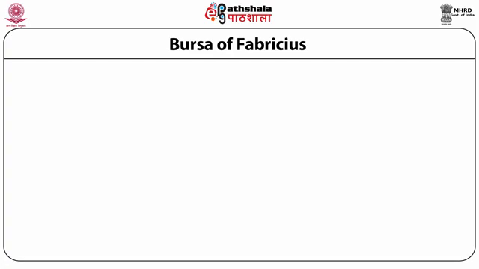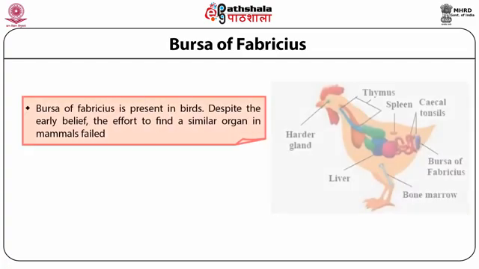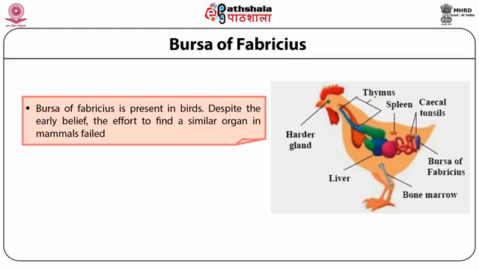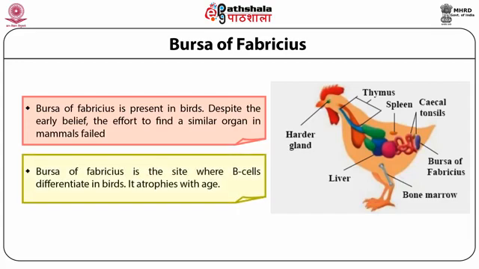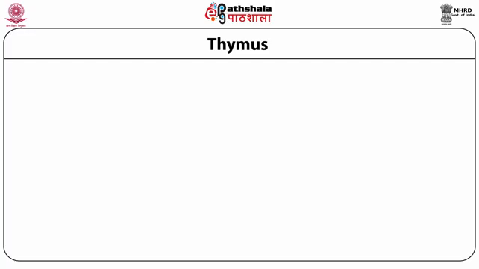Bursa Fabricius is present in the common exit of the intestinal and genitourinary tract in birds. It has been shown that bursectomy of young chickens abolishes antibody synthesis. Bursa Fabricius is the site where B cells differentiate in birds. It atrophies with age.